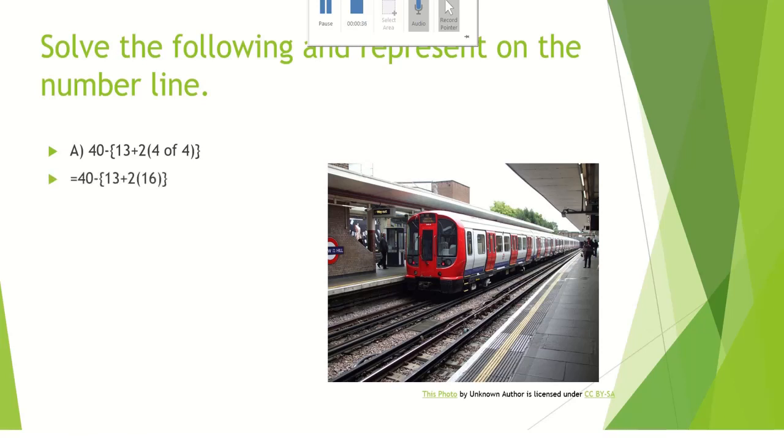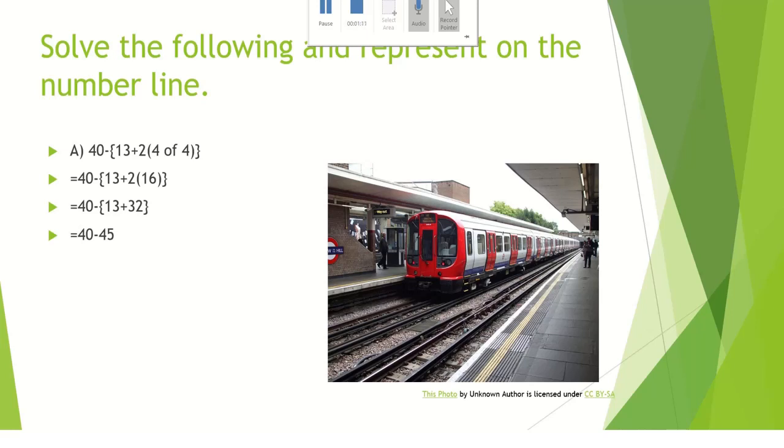If you observe, first you need to start from the innermost bracket, which is 4 of 4, which equals 16. So 40 minus 30 plus 2 of 16. In BODMAS, we will always follow the BODMAS rule: brackets, of, division, multiplication, addition and subtraction. So let us start with multiplication here. 2 into 16, 32. So 40 minus 13 plus 32 in brackets. If we solve that, 13 plus 32 is 45.